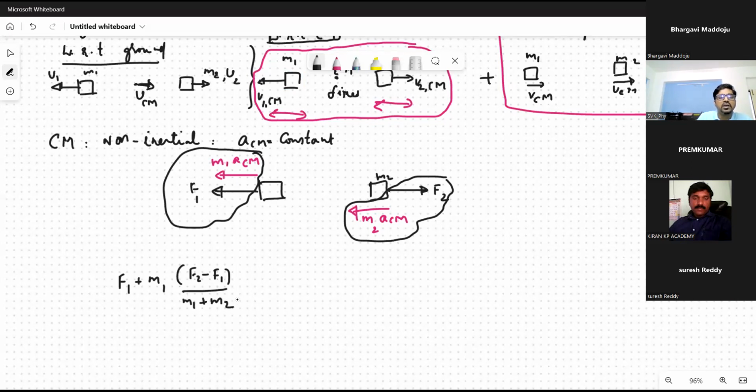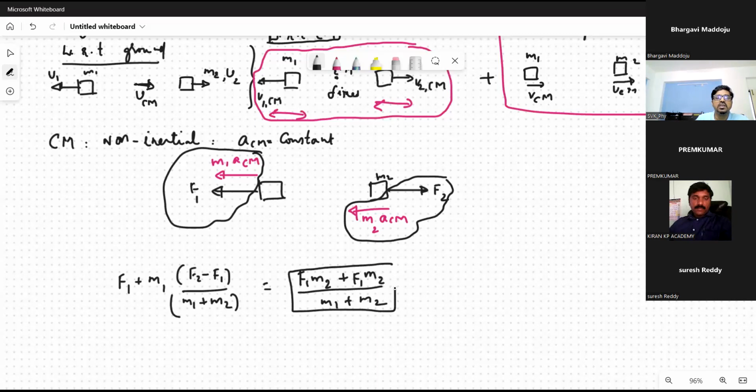So simplified, you do LCM, F1 M1 you will get, but here minus F1 M1 will be there. That will cancel out. F1 M2 will be present, and then plus F2 M1. That's a very standard result. It comes so repeatedly that it's better to remember it: F1 M2 plus F2 M1 by M1 plus M2. That is going to be the resultant of those two. Let us call it F star.